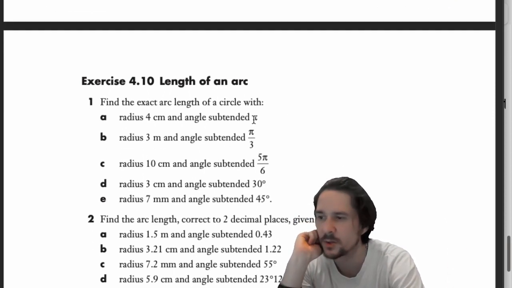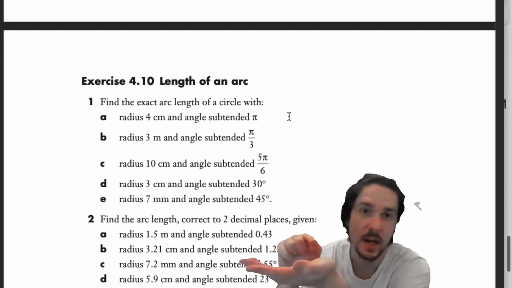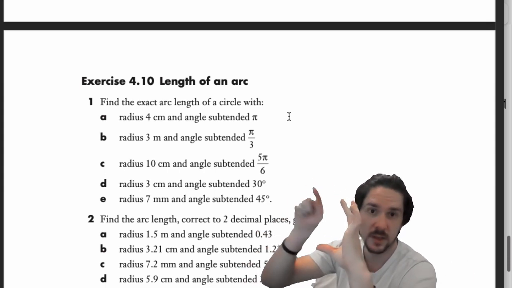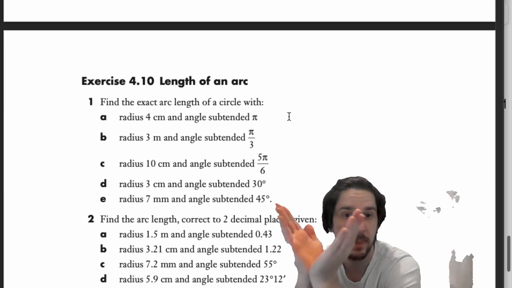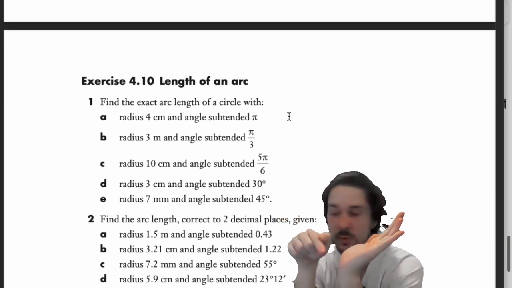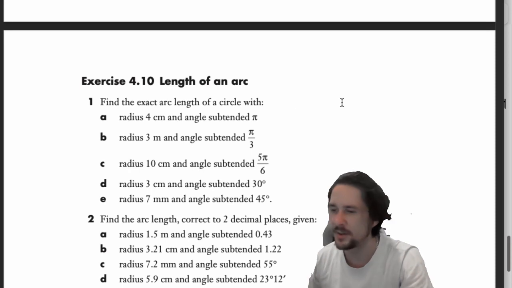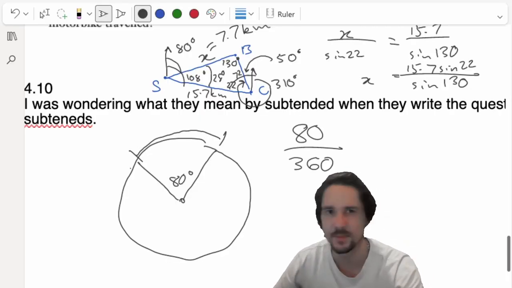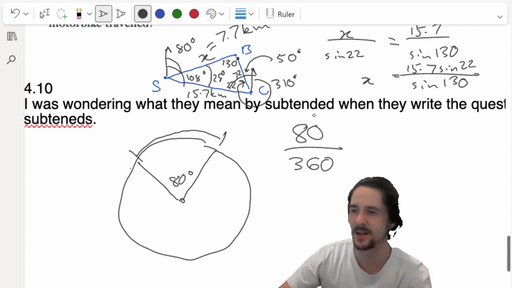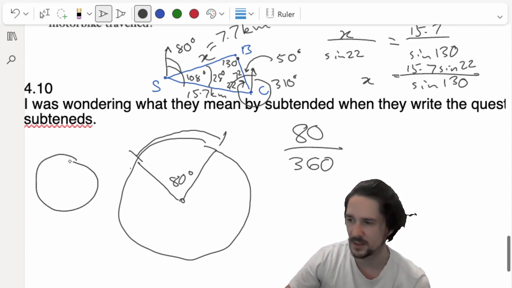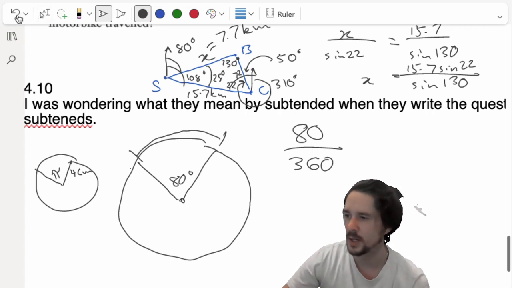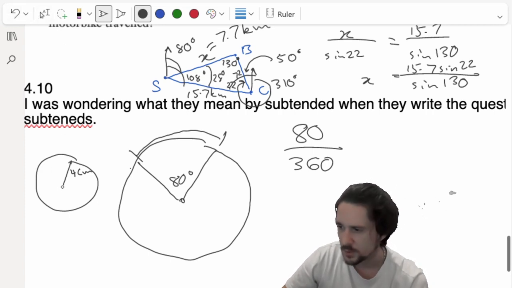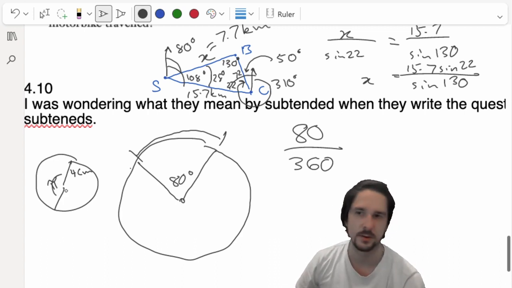Radius 4 centimeters and angle subtended pi. So obviously you're working with radians, but this means draw a circle, the radius is 4 centimeters, and then what if you had an angle of pi radians? It's kind of cute to use pi because so much of this looks like pies or pie charts. So basically we've got a radius of 4 centimeters, and we have a sector where the angle in the middle is pi. Now that's a terrible diagram because we both know well that 2 pi is the full circle. So an angle of pi is going to be 180 degrees. It's going to be half of the circle.